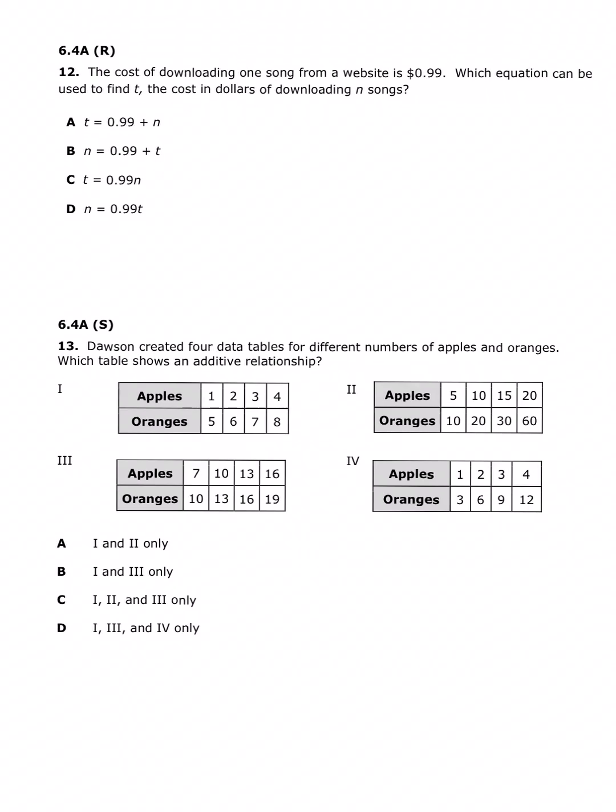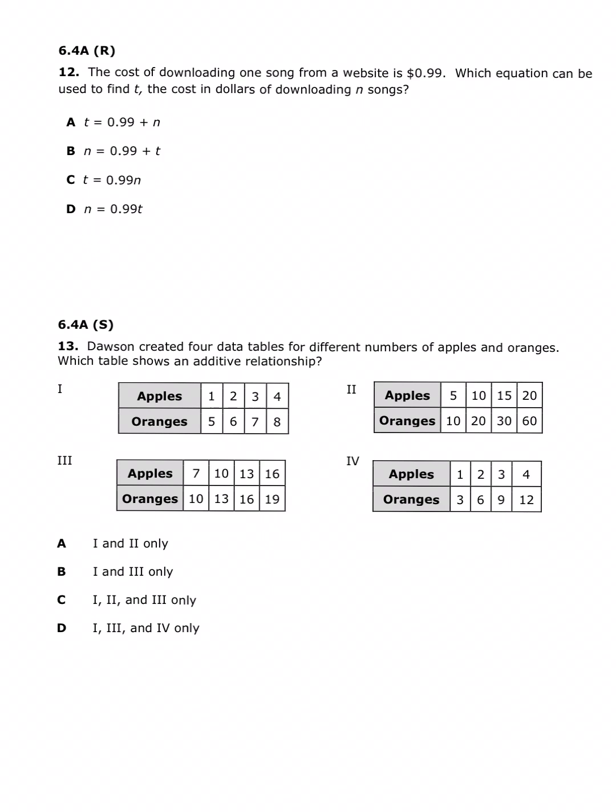Number 12. The cost of downloading one song from a website is 99 cents. Which equation can be used to find T, the cost in dollars of downloading N songs? A. T equals 99 hundredths plus N. B. N equals 99 hundredths plus T. C. T equals 99 hundredths N. D. N equals 99 hundredths T.